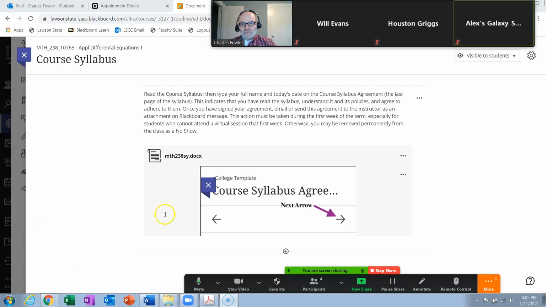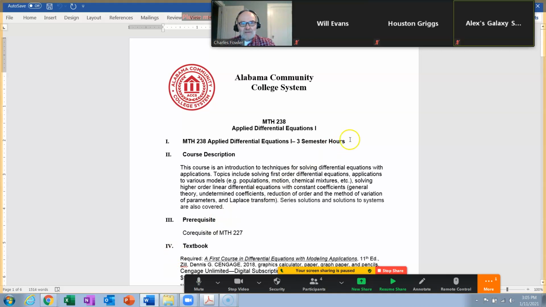Here's where the course syllabus is, and I'm going to pull up the syllabus, actually, rather than pulling it up here, because it then has a download and stuff like this. I already have it open, so I'm going to pull it up here. So here's the syllabus. This is Math 238, Applied Differential Equations, a 3-semester hour course. Here's the course description. It's an introduction to the techniques in solving differential equations with applications. Topics include solving first-order differential equations.